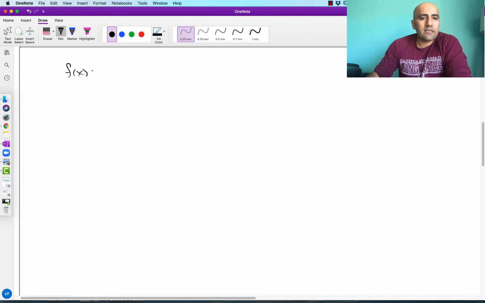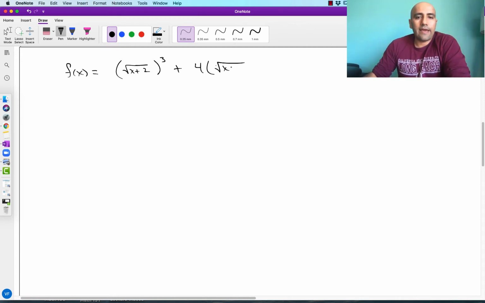Let's say f of x is equal to square root of x plus 2, cubed, plus 4 times square root of x plus 2, squared, plus 4. Let's make it plus 3. So let's say this is the more complicated function, and we're thinking about how we can simplify this. One way to do it is to think of these guys as the function that's being plugged into the outer function. So this could be the inner function.